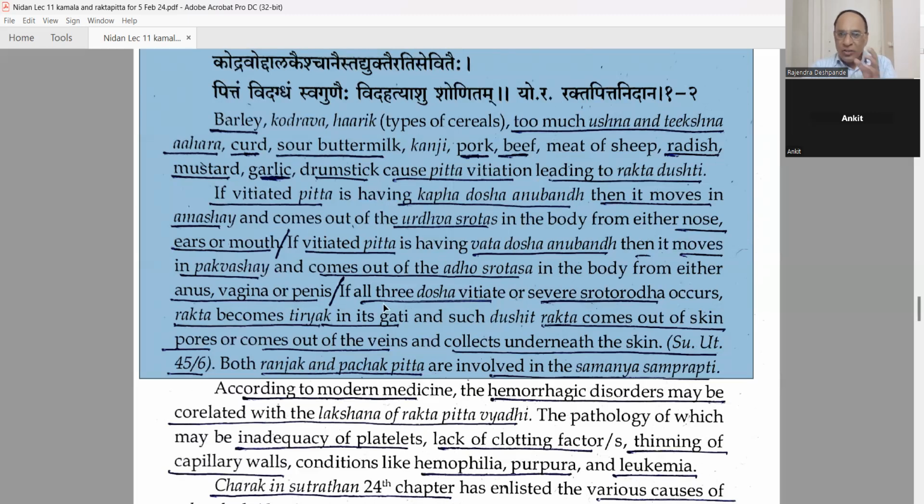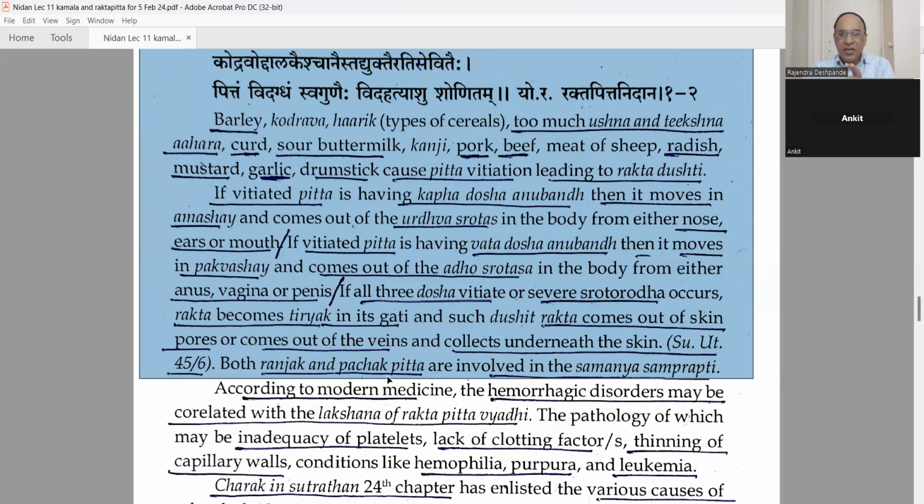Okay, if all the three doshas are disturbed, then severe srotorodha occurs, obstructions everywhere, and rakta becomes tiryak. There is no upward chance, there is no downward chance. They go into the capillaries on the skin, and dushita rakta comes out of the skin. Then there are purpuric patches, ecchymosis patches, and it comes out of the veins and collects underneath the skin. Sushrut Uttar Tantra 45/6, this particular reference is there.